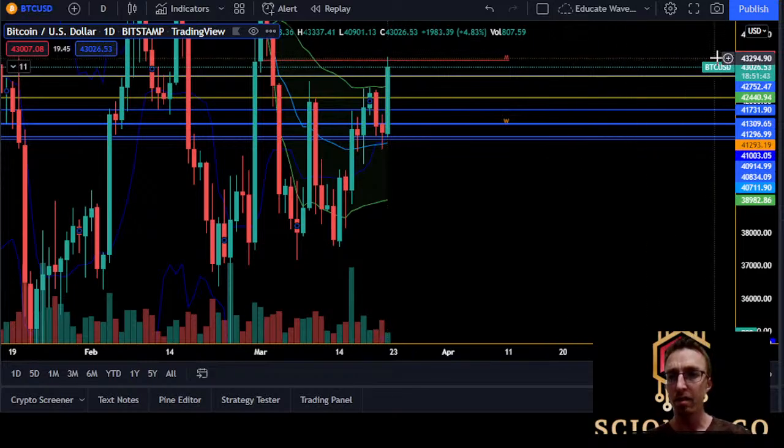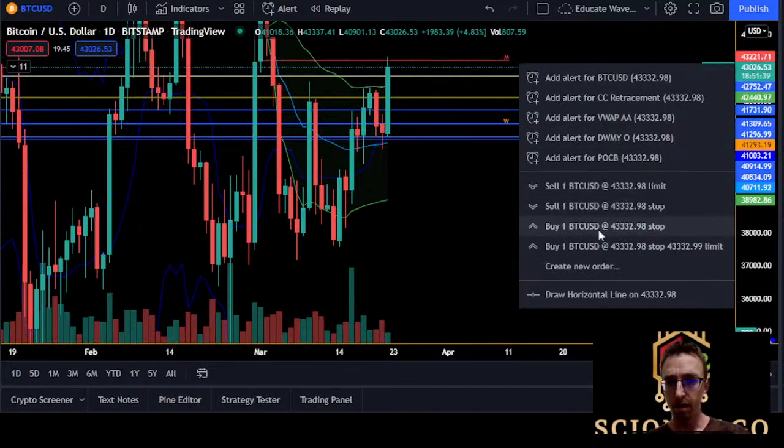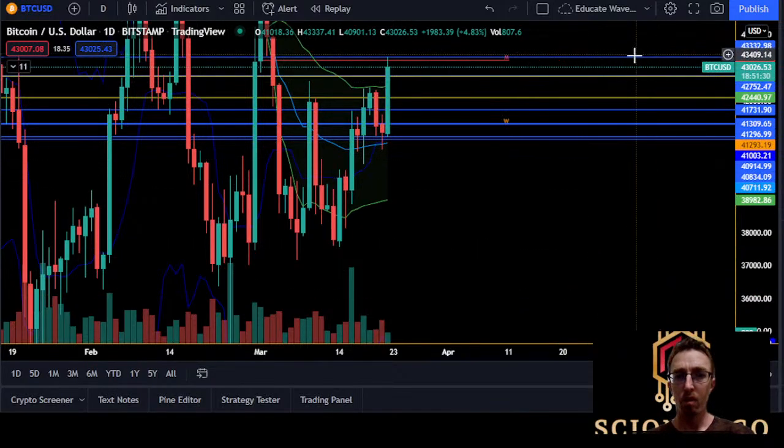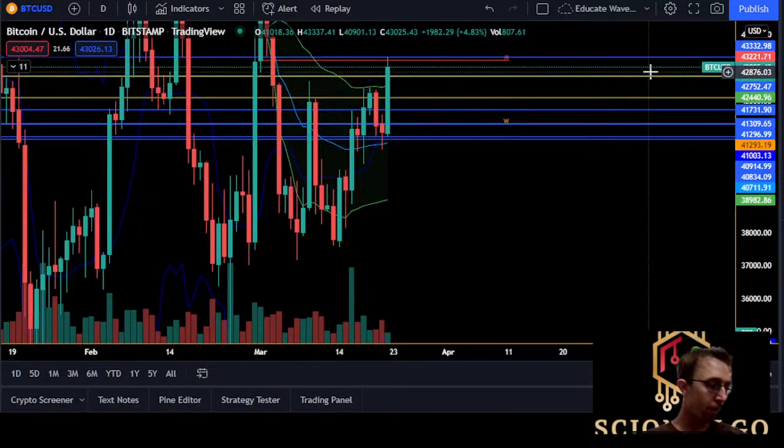So if we were to do that, mark out a line at 43,332. You could set an alert for that. You could create an order if there's one attached. Draw a horizontal line right there. And that is our current high this week. So that's definitely something to keep on your chart, something you could set on TradingView on your phone. Set an alert there to let you know when it's broken through, if it breaks through.